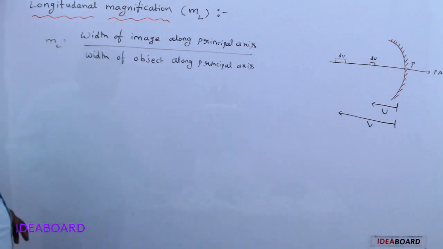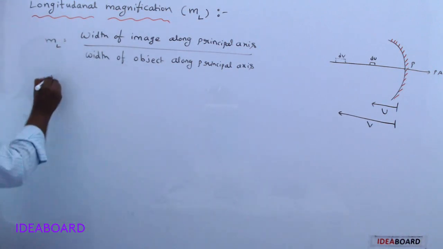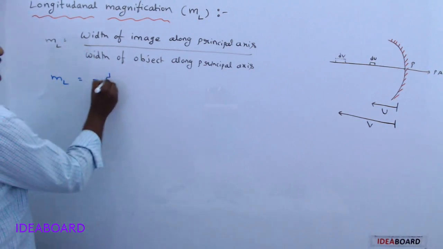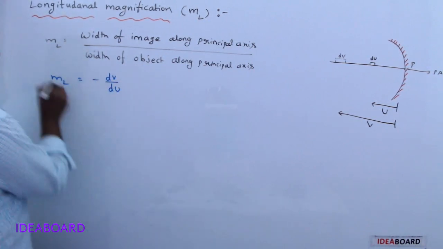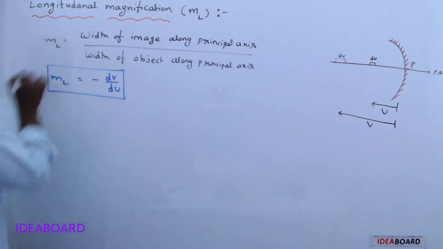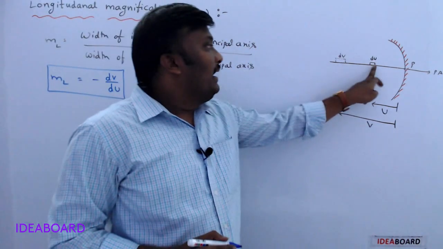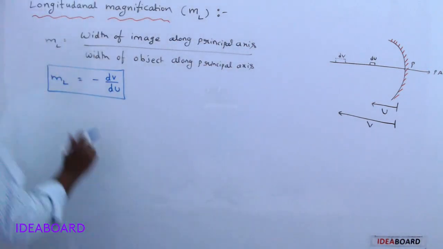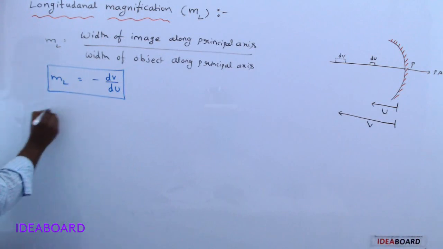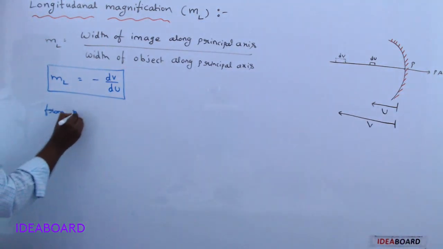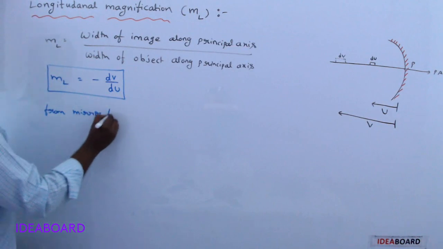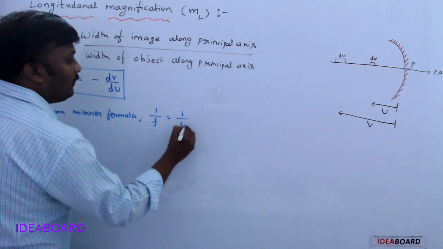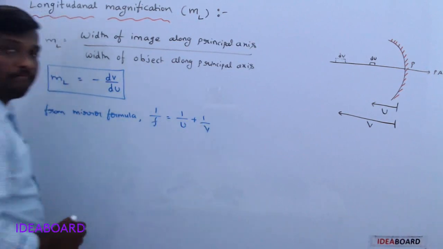The ML formula is width of the image by width of the object. That is, ML is equal to minus dv by du, the widths. Now, let us see from the mirror formula. What is the mirror formula? 1 by f is equal to 1 by u plus 1 by v.